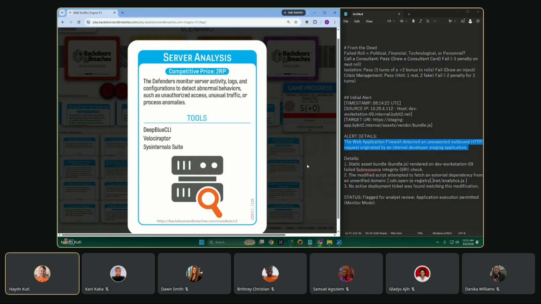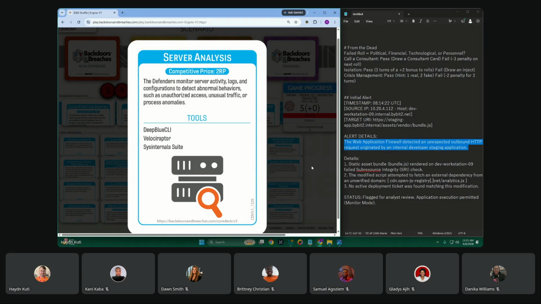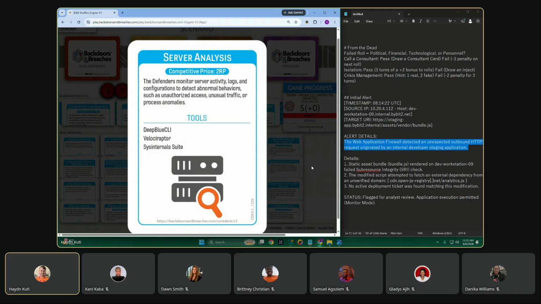Keep in mind, though, that the firewall log analysis only failed because of your dice roll. And Samuel, since you were the one to suggest firewall log analysis, a little exercise here. Why did that one fail? Was it political, financial, technological, or personnel?